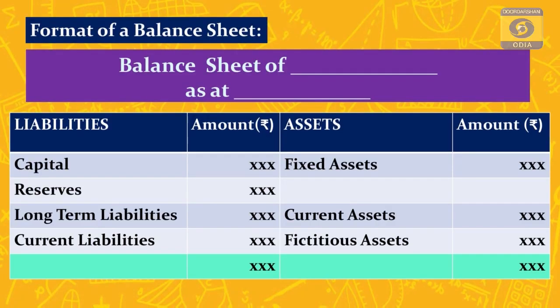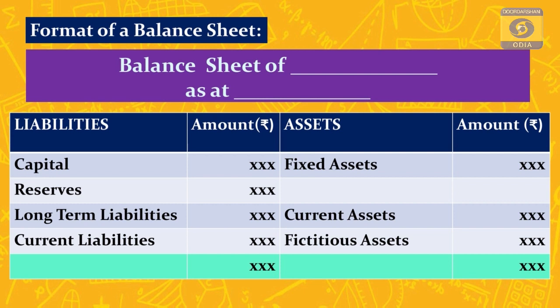So now let's take a look at the format of a balance sheet. This is an overall view of the format of a balance sheet. The balance sheet of the firm, that means the trader, the business for which you are preparing the balance sheet, as at, meaning on which date you are preparing the balance sheet. That will usually be at the end of the financial year, the accounting year.